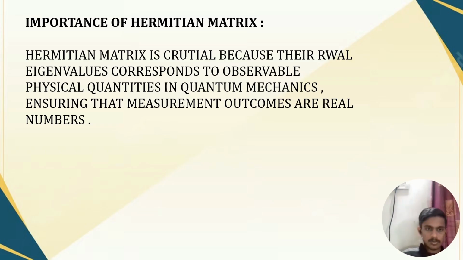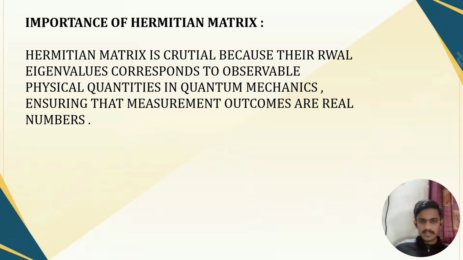So now we will know about the importance of the Hermitian matrix. Hermitian matrices are crucial because their real eigenvalues correspond to observable physical quantities in quantum mechanics, ensuring that measurement outcomes are real numbers. So this is all about the Hermitian matrix.